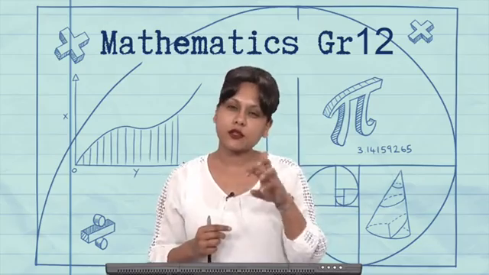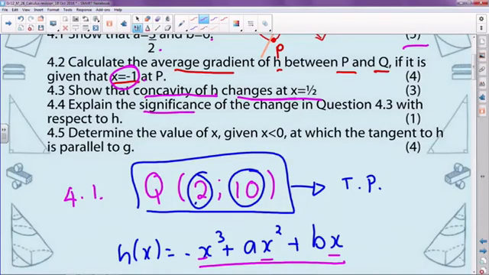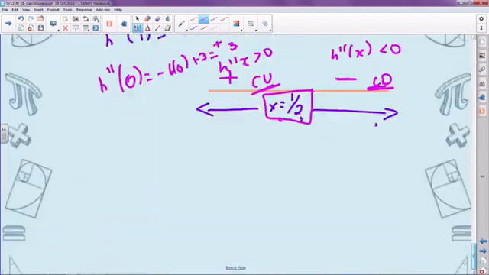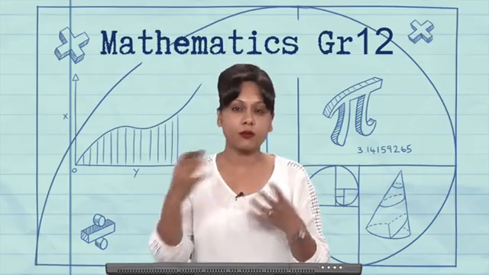All right. The next question is now related to this one. So 4.4 says, explain the significance of the change in question 4.3 with respect to h. So remember what we're saying here is what is the significance of this concavity changing at that point? Well, that means that this point x is equal to a half will be a point of inflection. Okay, because your concavity changes, x is equal to a half will be your point of inflection.